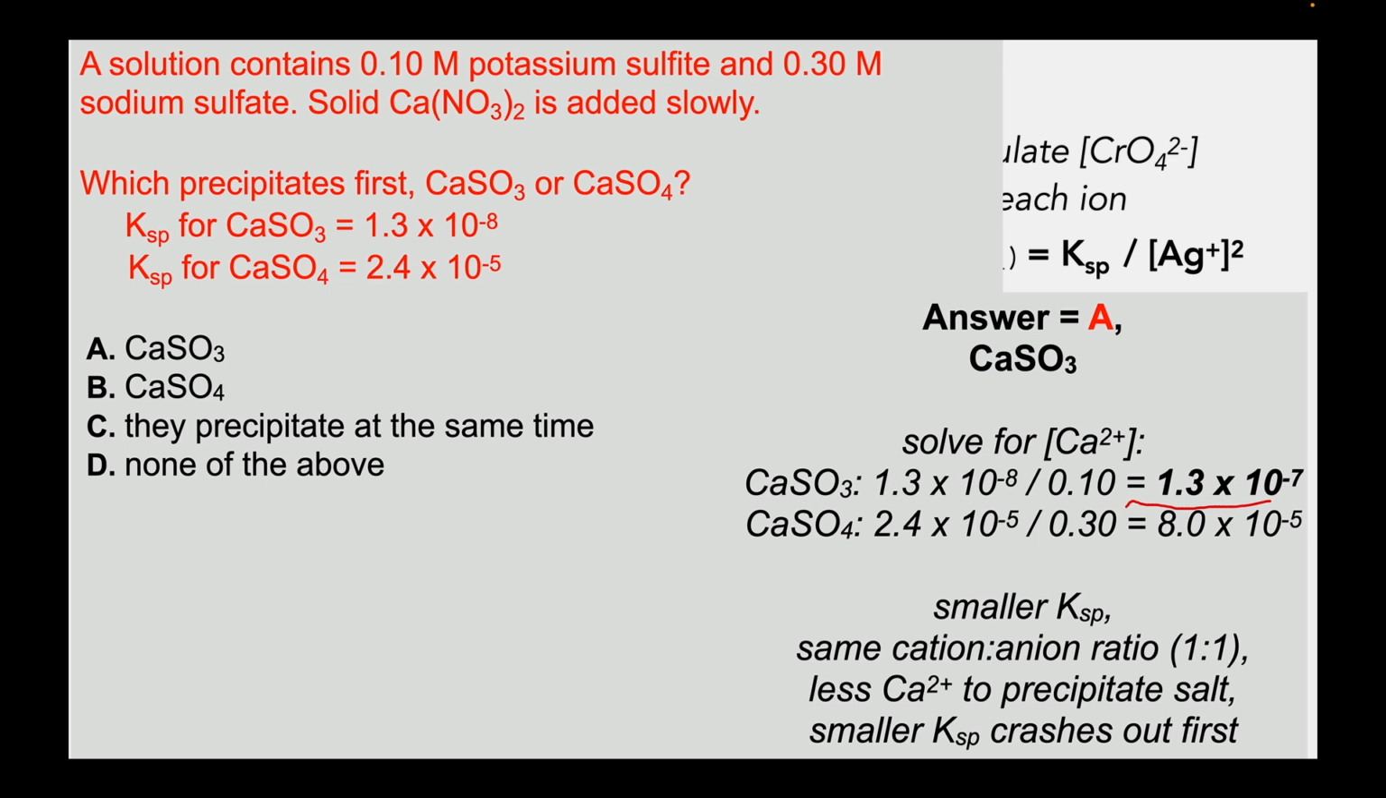And you can see 1.3 times 10 to the minus 7th is a smaller number than 8.0 times 10 to the minus 5. It's going to be pretty easy for the calcium sulfite to be made. And this just proves your point as to what exactly to expect.